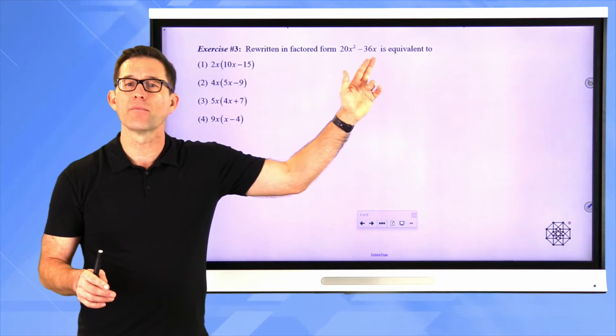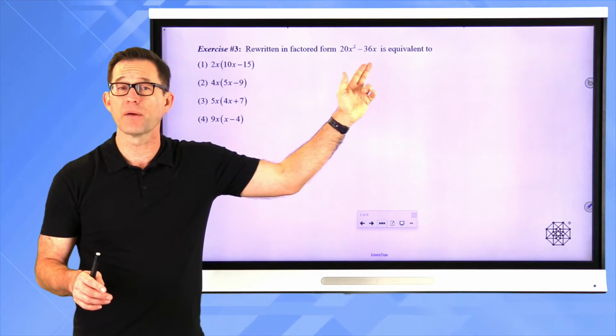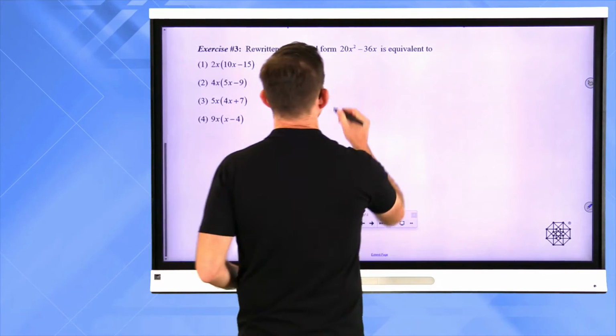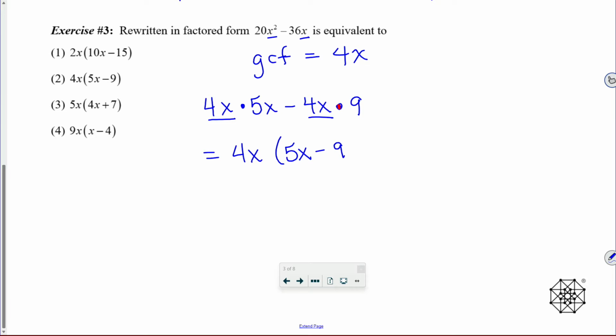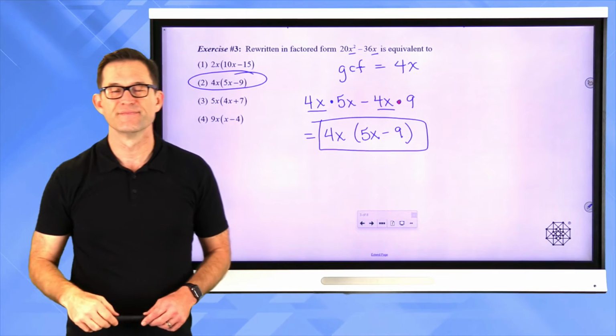I've got 20x squared minus 36x. I look at my 20, I look at my 36, the largest number that divides into both, if I think that this is a GCF, is a 4. Because we have an x squared and an x to the first, I can pull out a 4x. Now that might be enough if we're going on the premise that this is just a GCF problem. But I can rewrite this as 4x times 5x minus 4x times 9, in which case that 4x can be factored out, and then I have a 5x minus 9. Choice 2. All right, lovely.